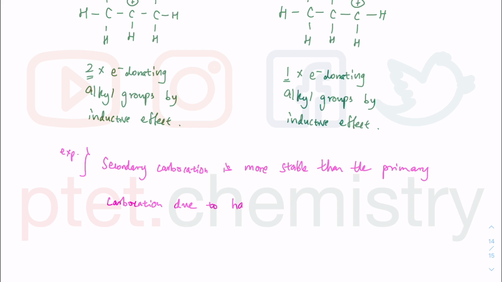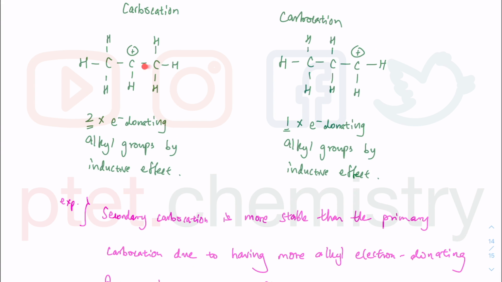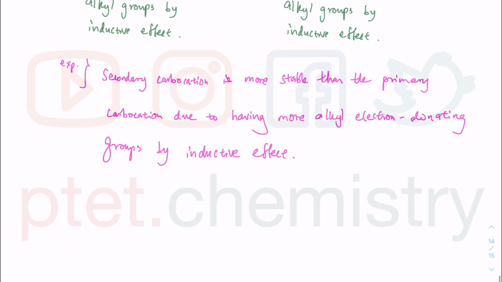Due to having more alkyl electron donating groups by inductive effect, you could stabilize the positive charge. So these are electron donating, and these are stabilizing the electron deficient carbon center, compared to here, where you only have one electron donating alkyl group to stabilize this electron deficient center. Okay, so that's enough for the explanation, and they want you to name the major product.